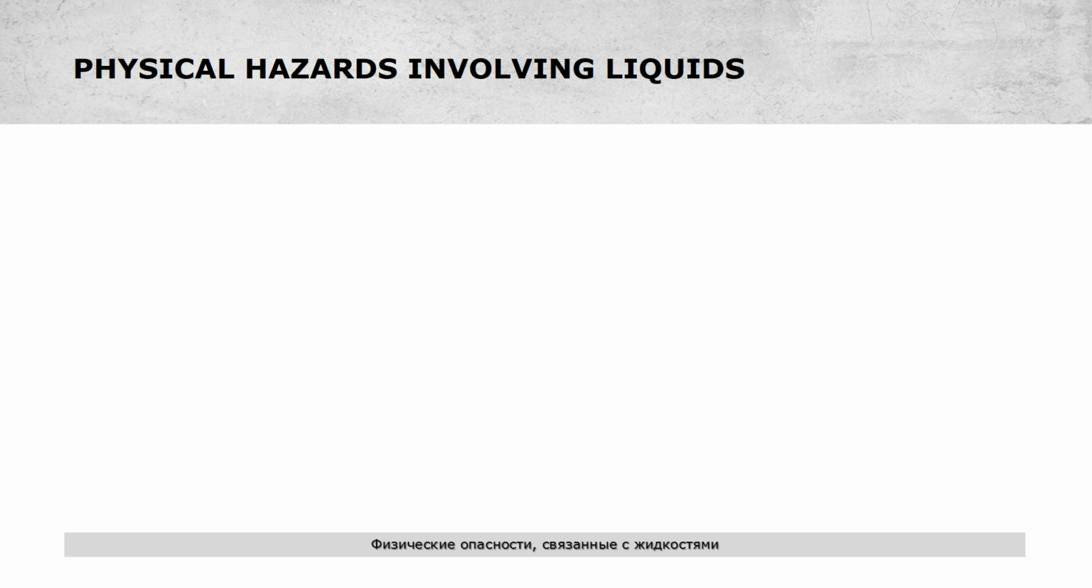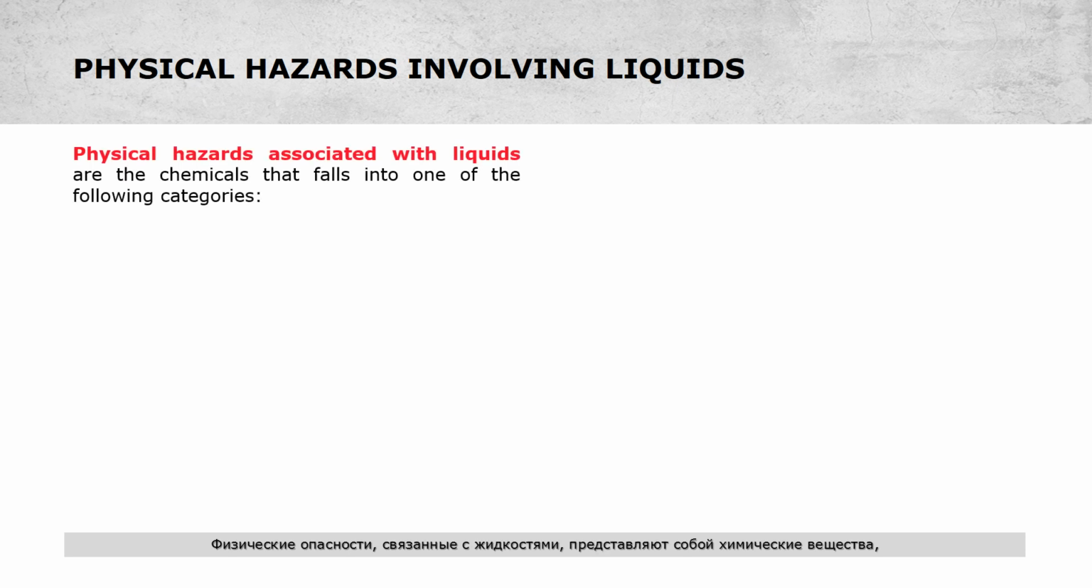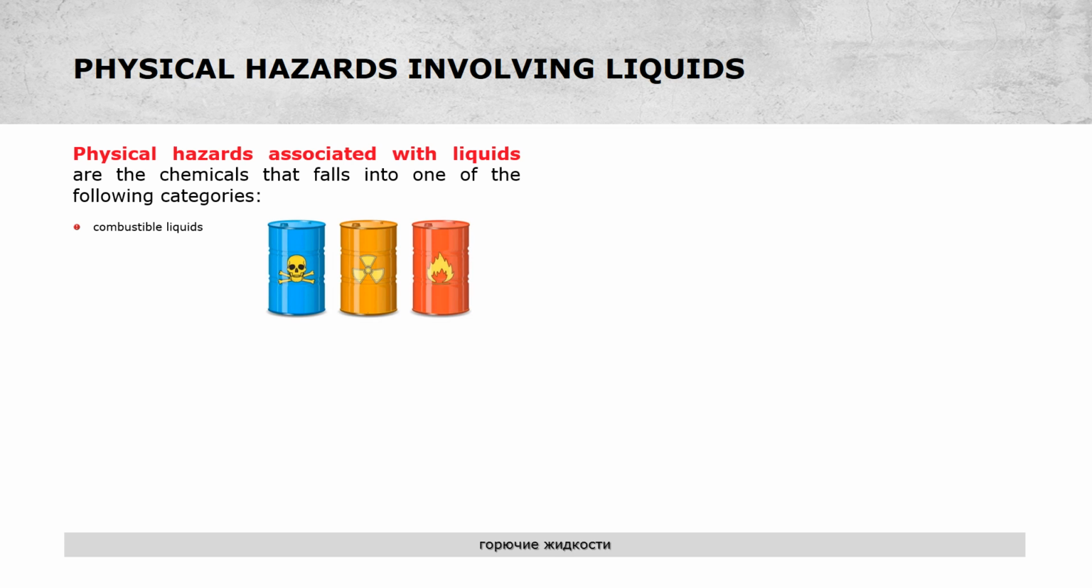Physical hazards involving liquids. Physical hazards associated with liquids are the chemicals that fall into one of the following categories. Combustible liquids. Flammable liquids. Organic peroxides. Corrosive liquids. Toxic liquids. Unstable liquids.